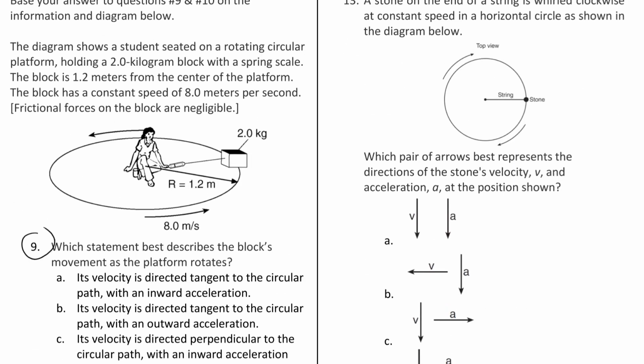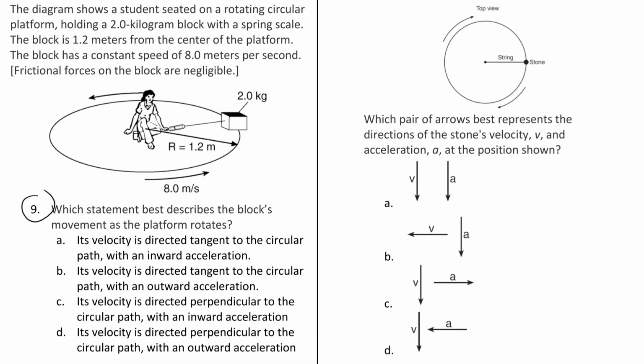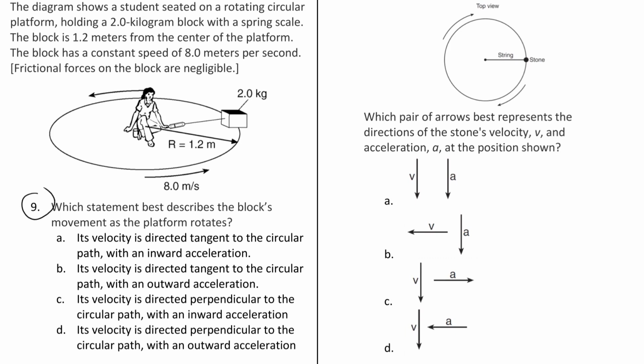Number 9. Base your answer to the following questions on the information and diagram below. The diagram shows a student seated on a rotating circular platform holding a 2 kilogram block with a spring scale. The spring scales read force. The block is 1.2 meters from the center of the platform. The block has a constant speed of 8 meters per second. And they label all these things right here on the diagram, which is nice. Which statement best describes the block's movement as the platform rotates?